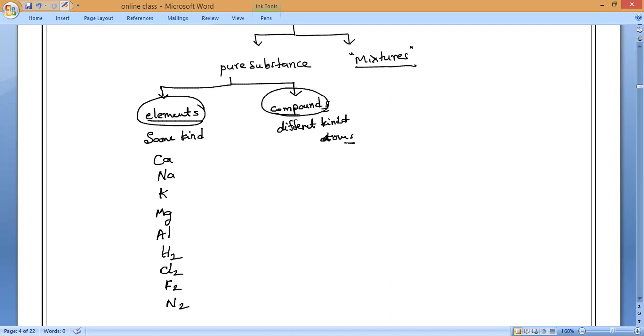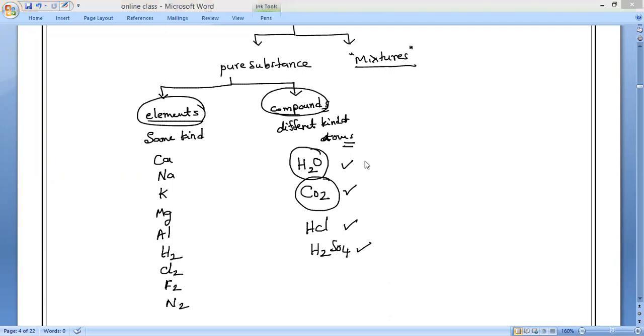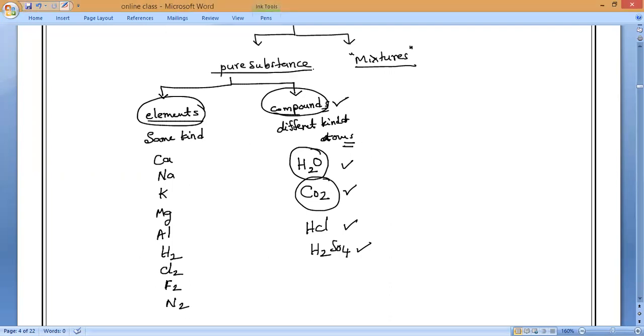And compounds. Compounds mean different kinds of atoms. What is an example of compounds? Anybody can tell? You can take water. Water is the best example. Next one, carbon dioxide. You all know. Yes or no? There are so many examples. You can take hydrochloric acid, sulfuric acid. These all are called compounds. But are these all pure substances or impure substances? Pure substances only.